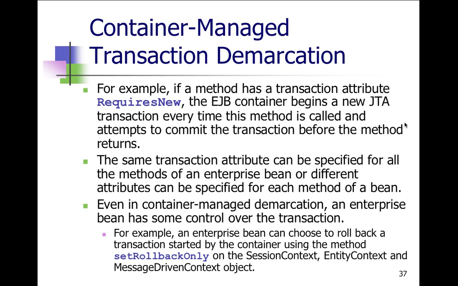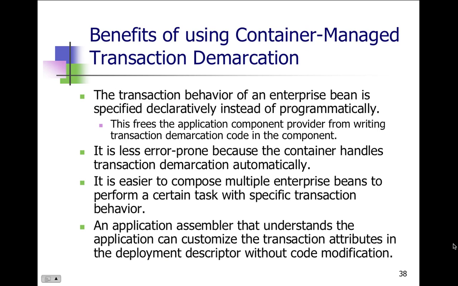So in container managed demarcation, an enterprise bean has some control over the transaction. As an example, the enterprise bean can choose to roll back a transaction started by the container using the setRollbackOnly method on the session context, entity context, or message-driven context object. So the bean itself has a mind. It can think, and it can decide when it's going to roll back something.